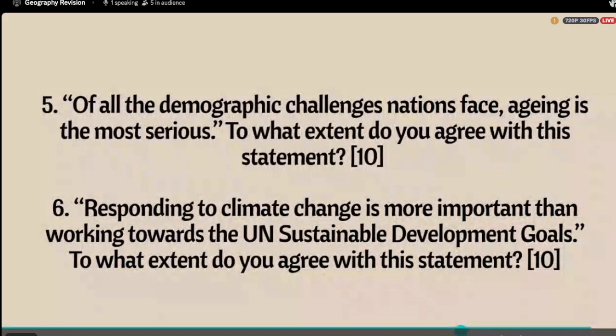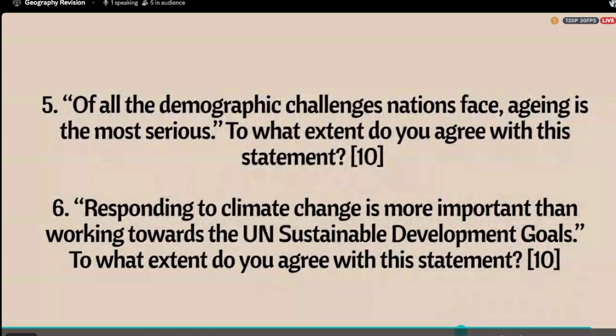And the thing is that with these "to what extent" questions, it's always evaluating whether something is more important or whether a statement is correct. So my thesis would be either I agree, or I disagree, or I agree to an extent. And then I give three paragraphs: one on aging populations, one on a different problem, one on another different problem.